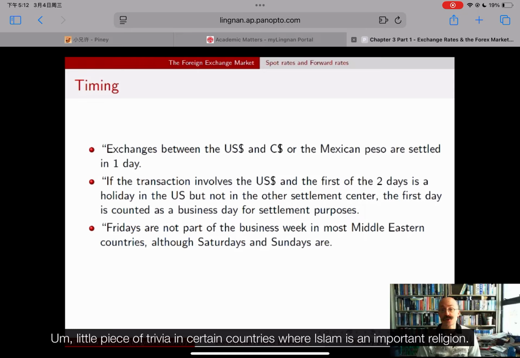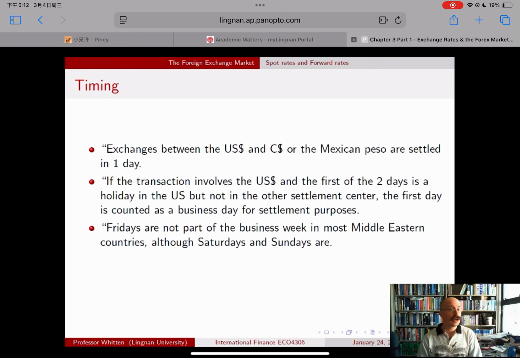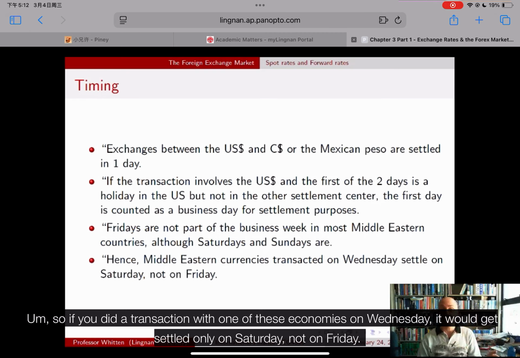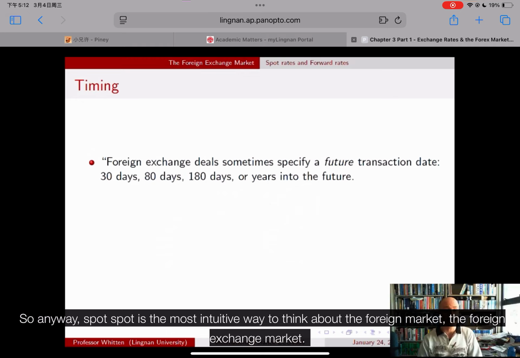Little piece of trivia: in certain countries where Islam is an important religion, Friday is not part of the business week. So if you did a transaction with one of these economies on Wednesday, it would get settled only on Saturday, not on Friday. So anyway, spot. Spot is the most intuitive way to think about the foreign market, the foreign exchange market.